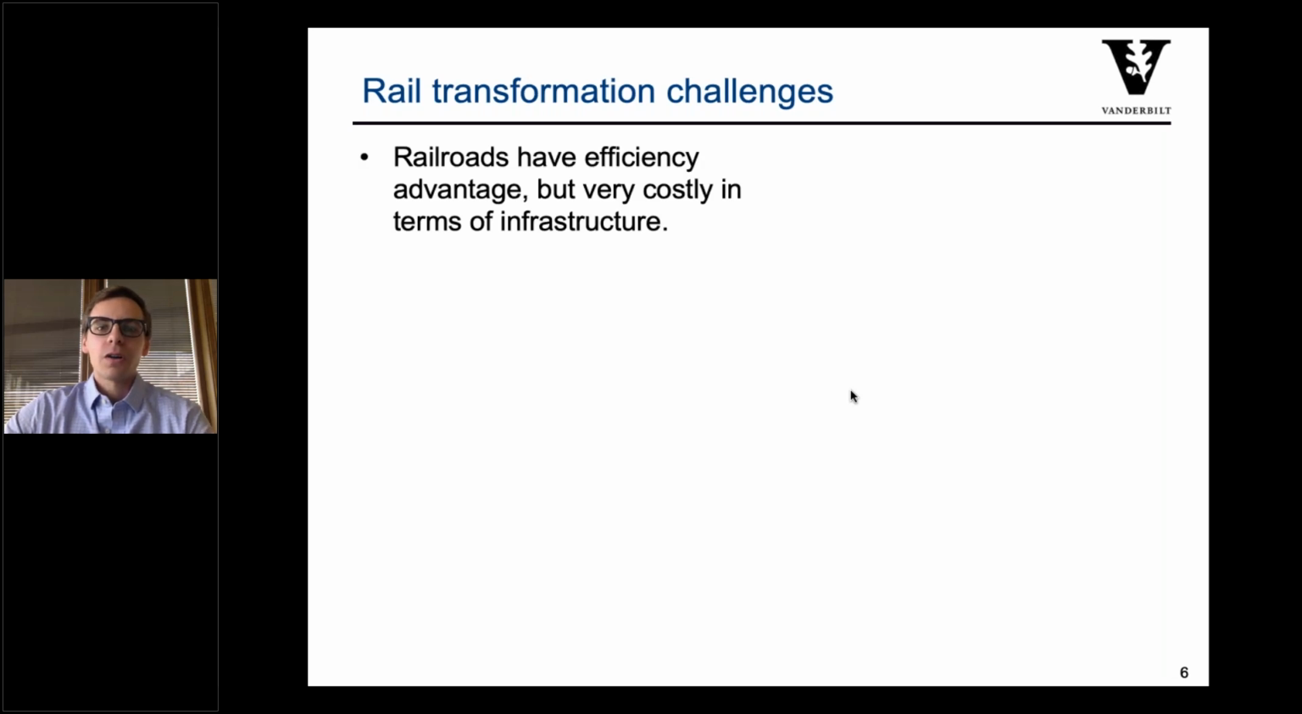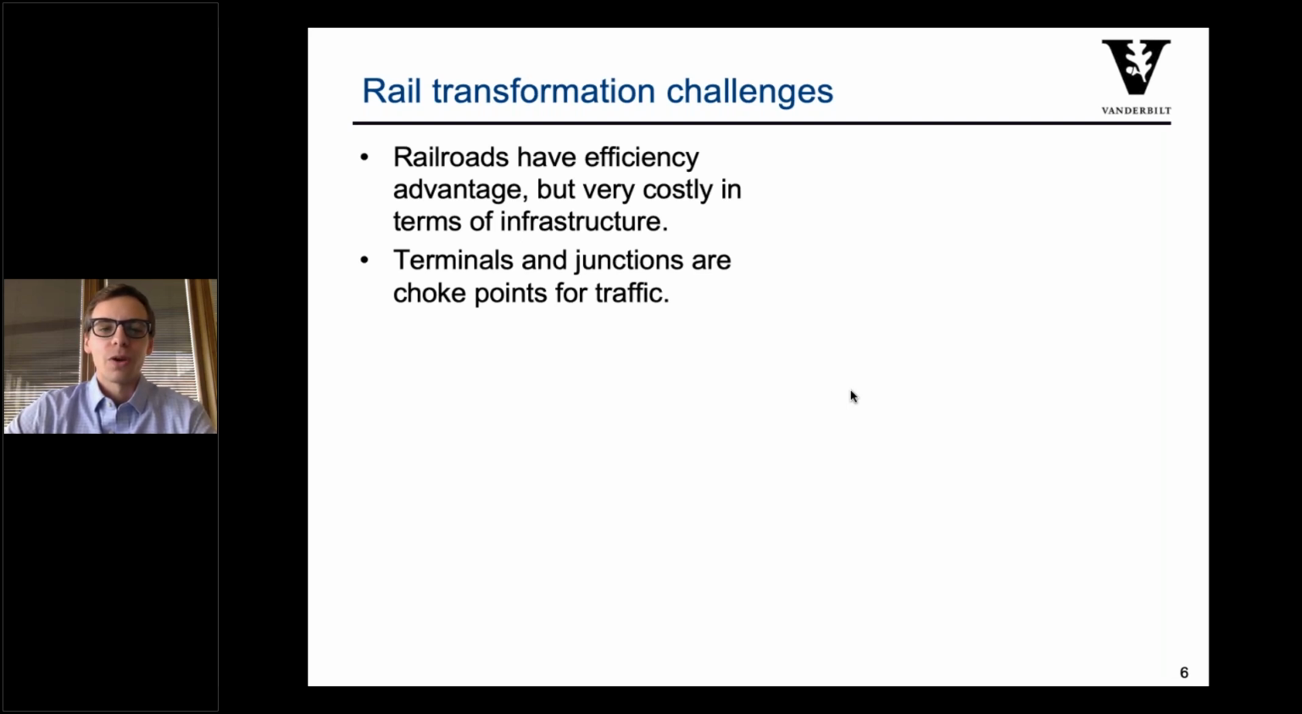So at the heart of the freight transportation landscape is the fact that railroads have an enormous efficiency advantage, but at the same time, they're extremely costly in terms of infrastructure. So a large investment is needed up front, but for that investment, you get numerous efficiency advantages. But there are still particular challenges that the railroads have to overcome, such as terminals and junction points.